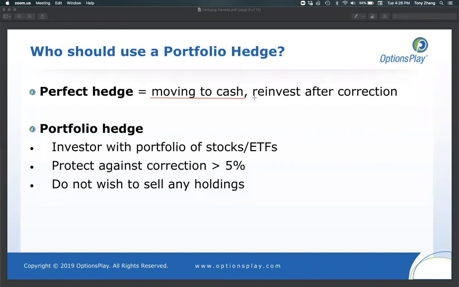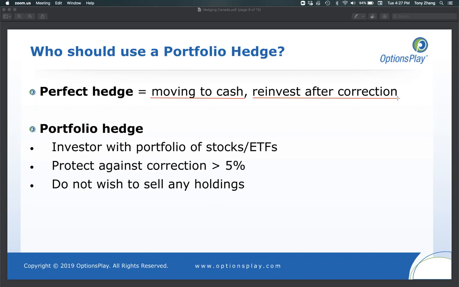You want to sit on the sidelines, wait for the markets to correct, and once it has finished correcting, then you reinvest into the market. This is what we call a perfect hedge because it protects you dollar for dollar against any downside move, and you have no transaction costs. It doesn't cost you any money to move into cash. Or I shouldn't say it's not free. You have to pay the commissions to sell your stocks, and then pay commissions to buy the stocks. But that pales in comparison to buying a put option, which will cost you substantially more than the commissions to sell your stocks and buy them later.